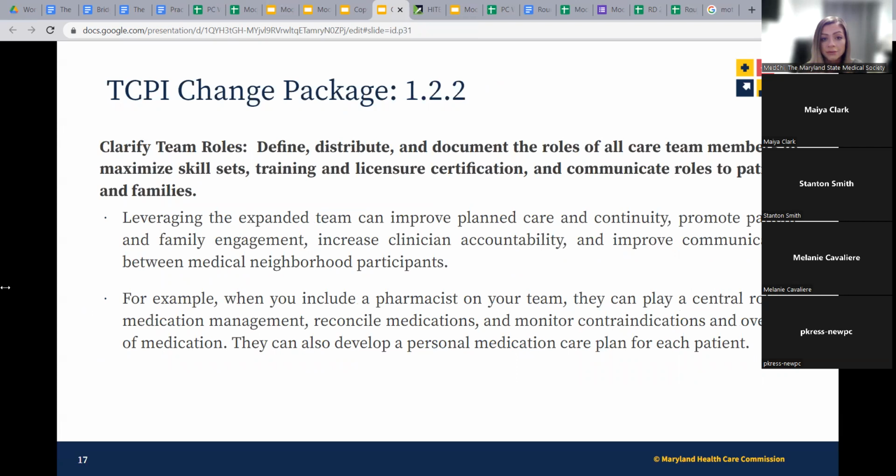Clarify team roles. Define, distribute, and document the roles of all care team members to maximize skill sets, training, and licensure certification. Communicate roles to patients and families. Leveraging the expanded team can help improve planned care and continuity, patient and family engagement, clinician accountability, and communication within the medical neighborhood. For example, a pharmacist can play a central role in medication management and monitor contraindications or overuse of medication.